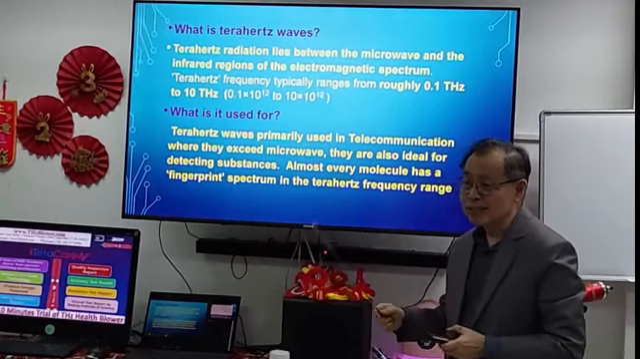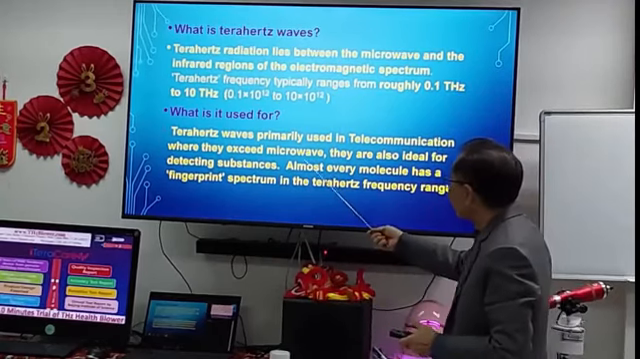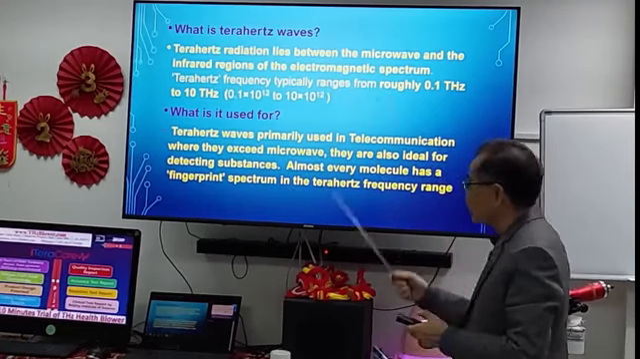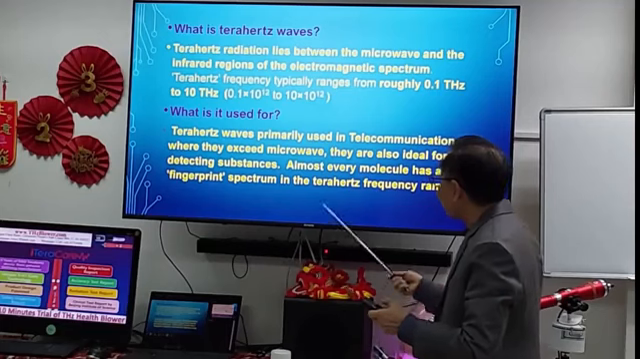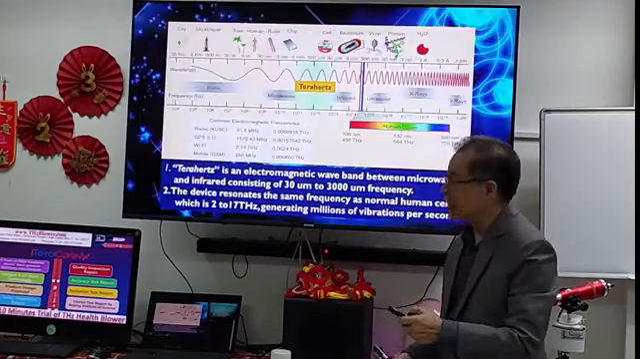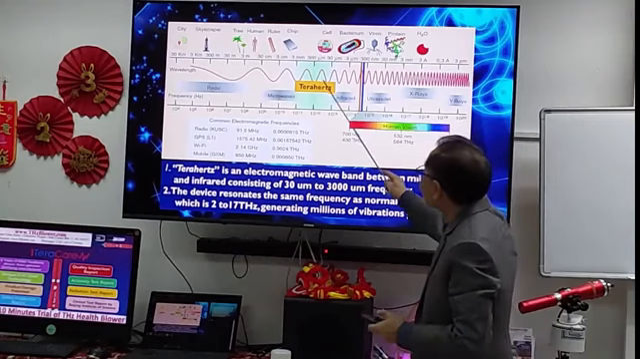So terahertz is very advanced. In other words, they exceed microwave. They are also ideal for detecting something. Almost every molecule has a fingerprint, every biological molecule, in the spectrum. Okay, so that's where terahertz is.